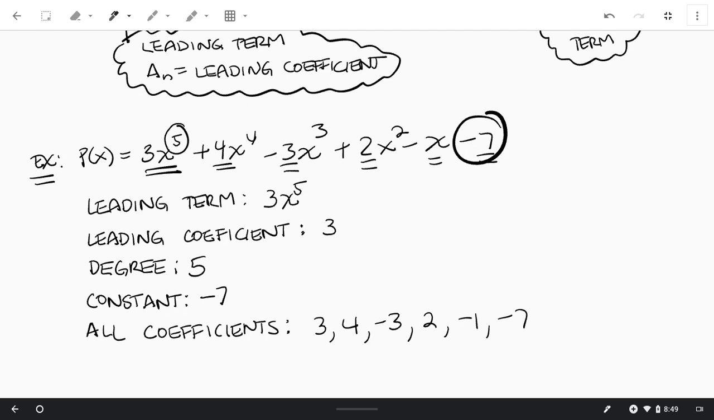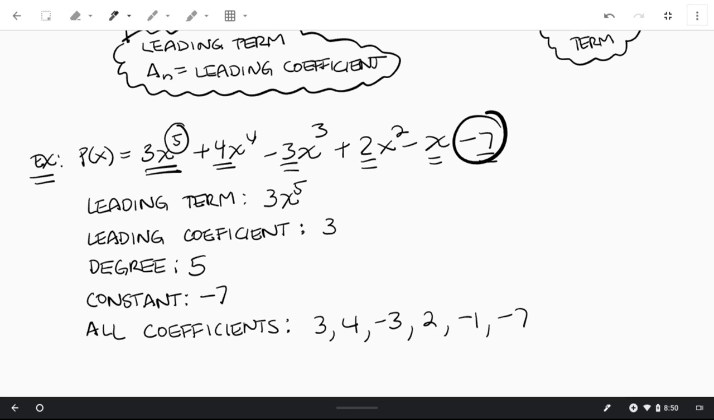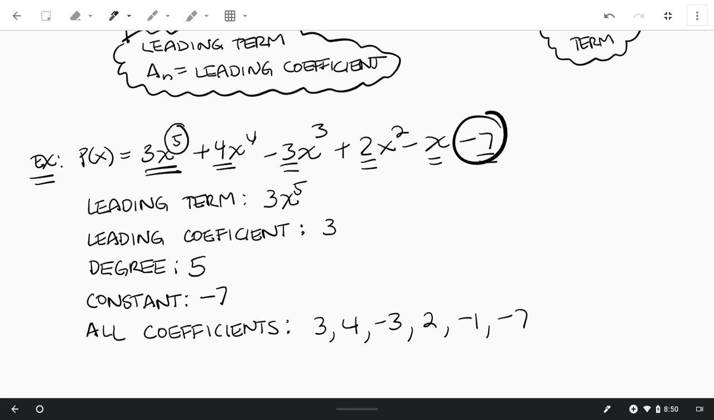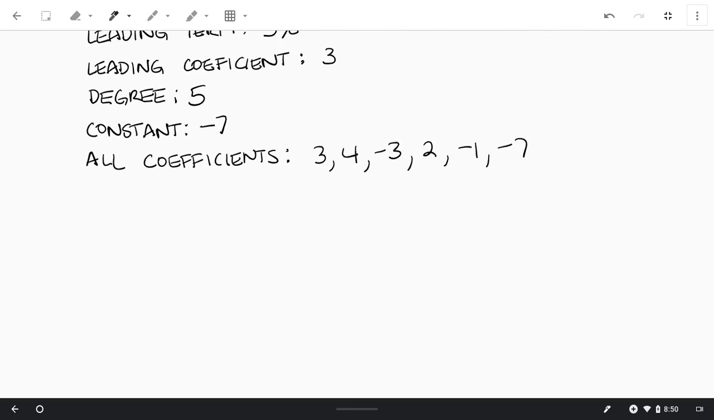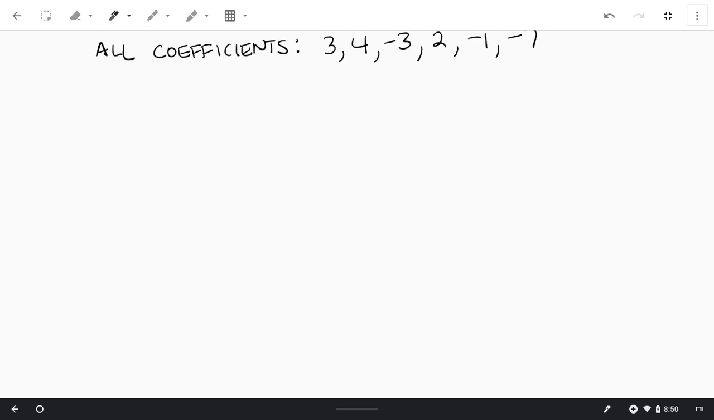All right, so those are just the basic parts of a polynomial function. When we start graphing, we really only need to pay attention to the leading term and then all the zeros, which are the solutions to the polynomial. Okay, so graphing basic polynomials.